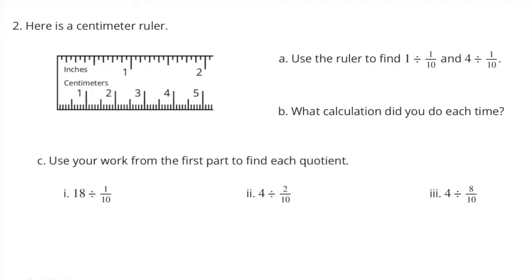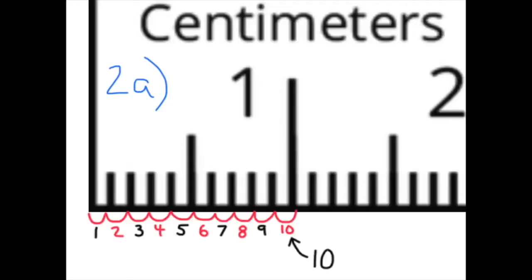Number 2. Here is a centimeter ruler. A. Use the ruler to find 1 divided by 1/10 and 4 divided by 1/10. 1 divided by 1/10 equals 10. There's 10 tenths in one whole.